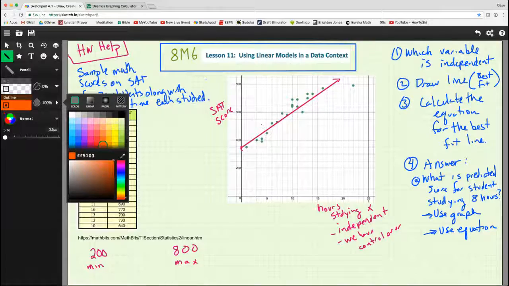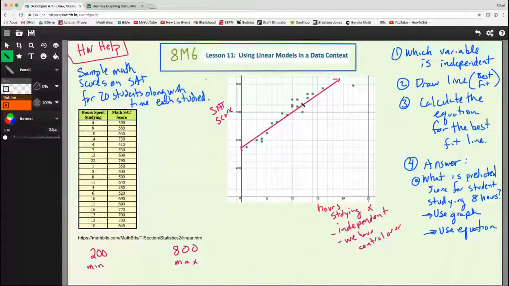And how do I know? Because I kind of cheated because I know the real answer, and I'll show you using this really cool tool in a second how I know that this is in fact very close to the best fit line. Okay, so now that we have this best fit line, we've figured out which one is the independent variable. We know we've drawn the line. Now we're going to calculate the equation for the best fit line.